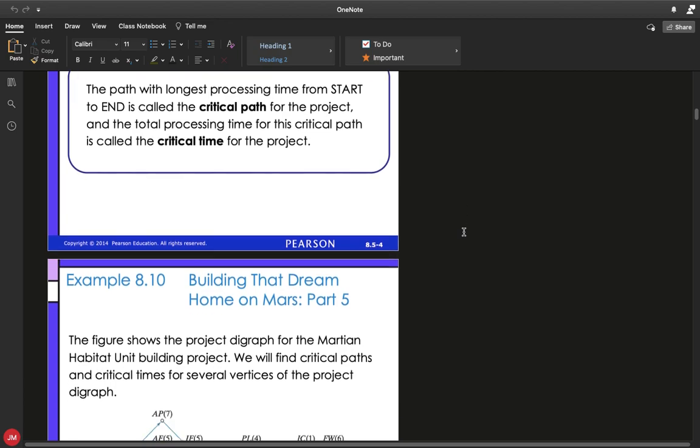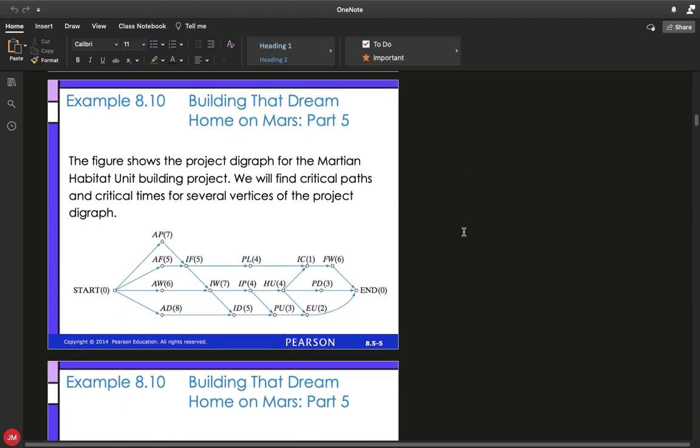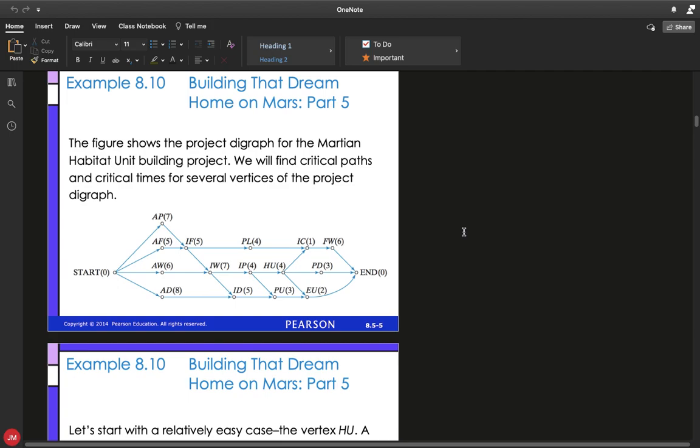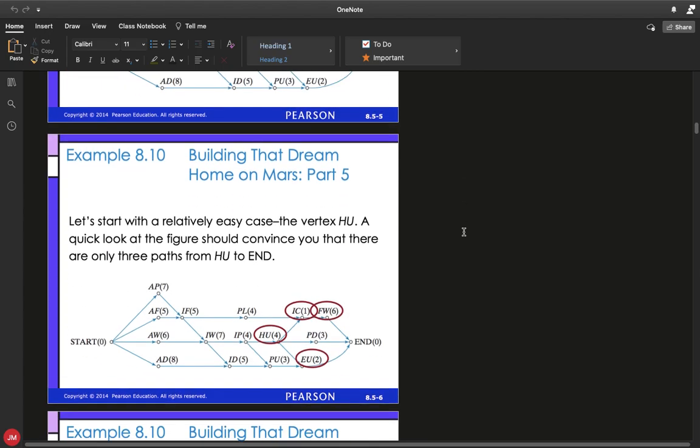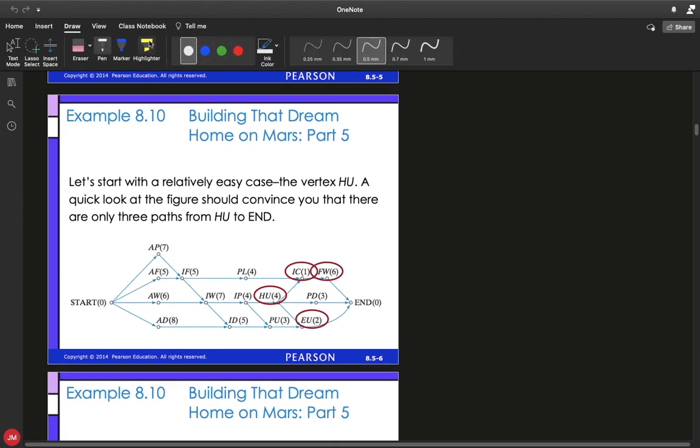And then the path with the longest processing time from start to end is going to be called the critical path for the project. And the total processing time for that path is going to be called the critical time for the project. So once again, we have a diagram here that shows us building that Martian habitat unit that we've been talking about, and we're going to find some critical paths. So let's start by looking at the critical path for the vertex HU.